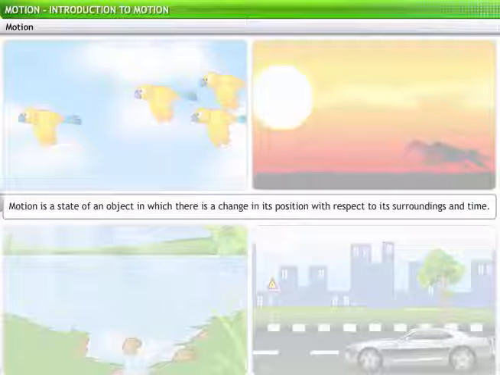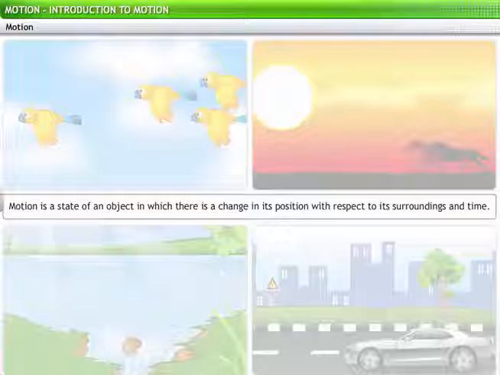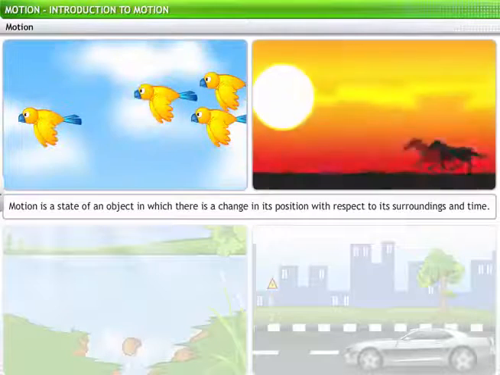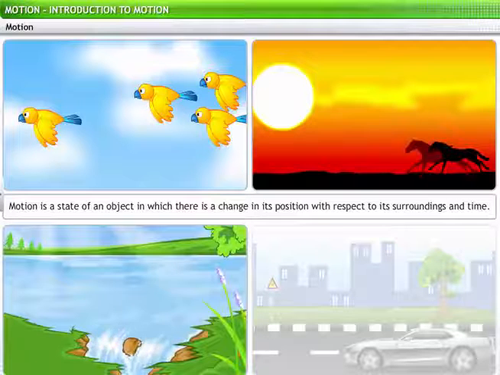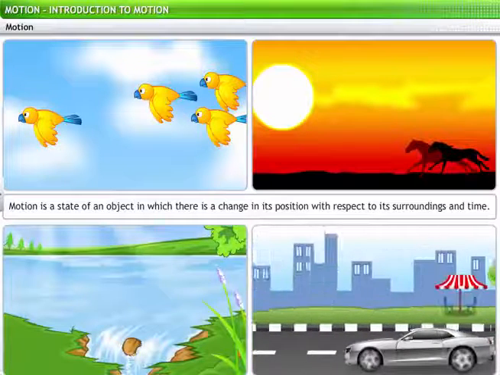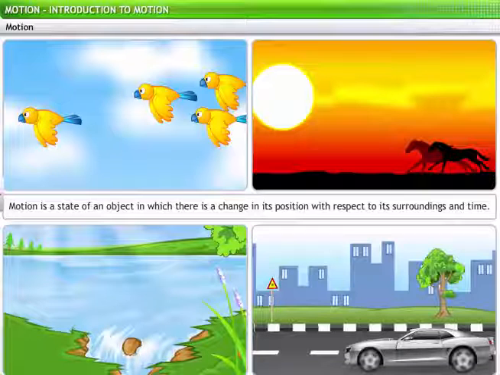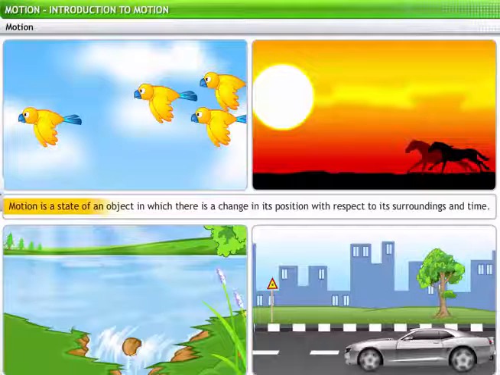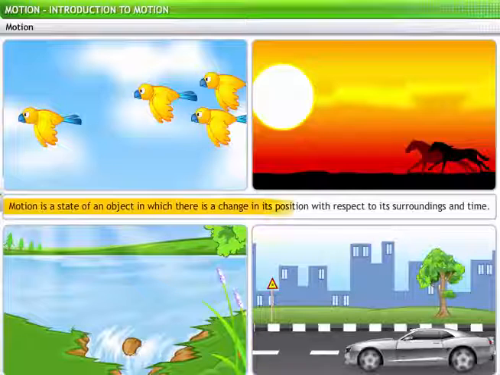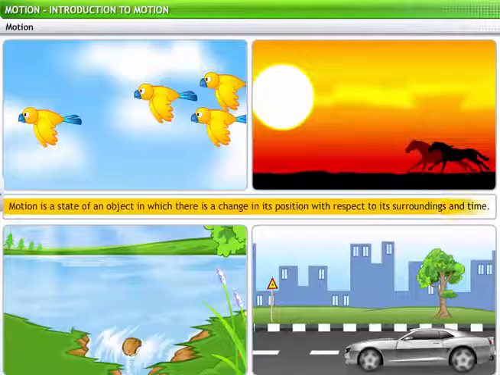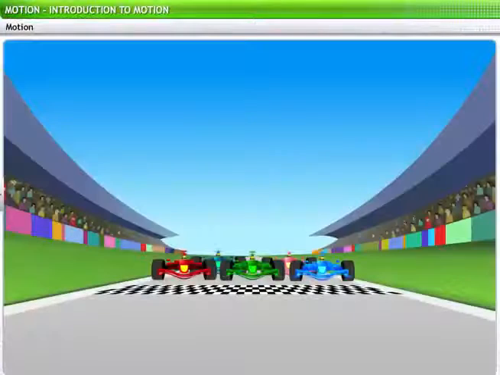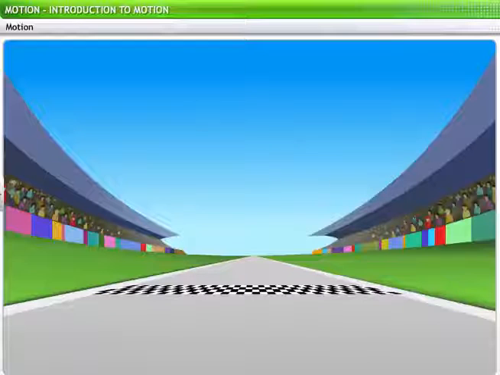In everyday life, you see some objects at rest and others in motion. Birds fly, horses gallop, water flows through rivers, and cars move. You say these are in motion. Thus, motion is a state of an object in which there is a change in its position with respect to its surroundings and time. When a car race starts, the position of each car participating in the race changes relative to the stands, spectators, and so on. This is because the cars are in a state of motion.